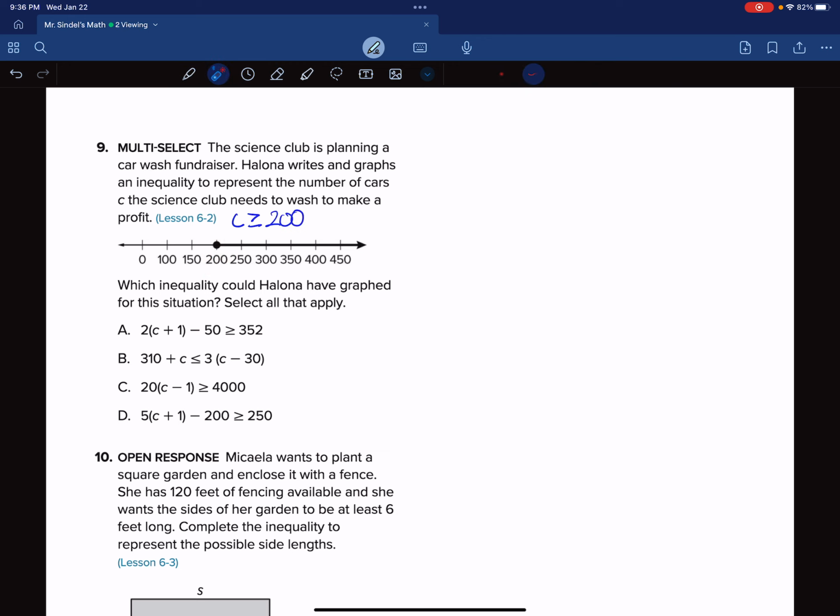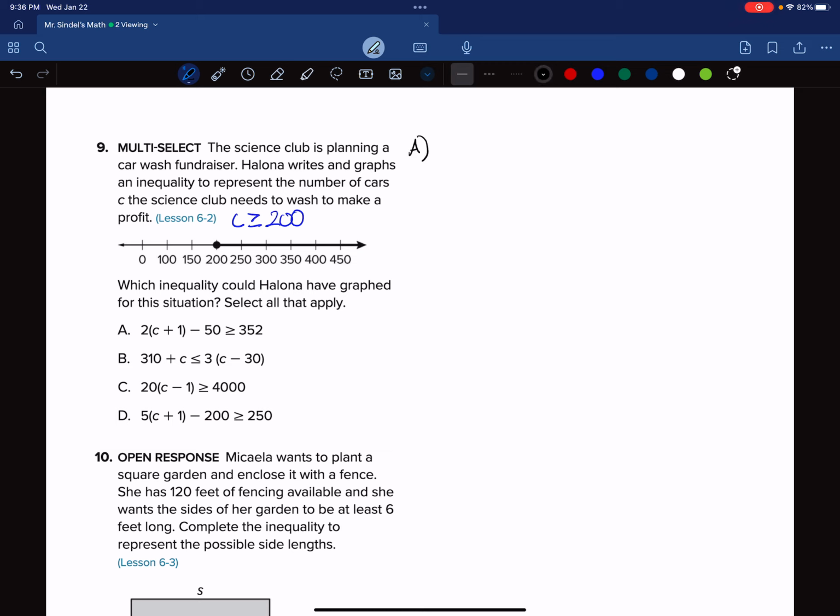Which inequality could she or he have solved for the situation? Select all that apply, which means we have to solve all 4 of these and figure out which of them could give us this, because the answer could be A, B, C, and D. We could select all 4 of them. So we have literally 4 problems to do.